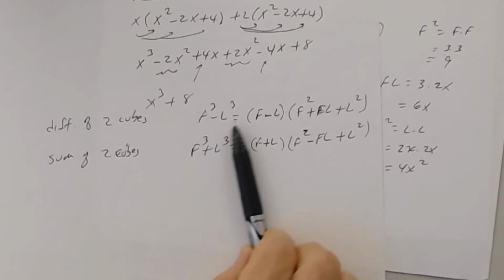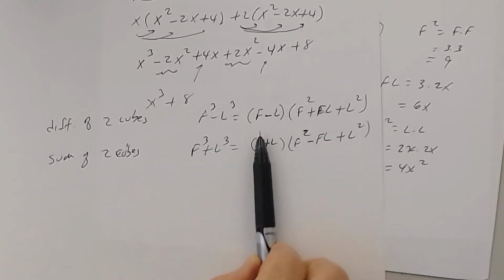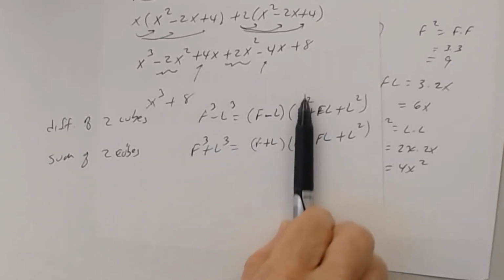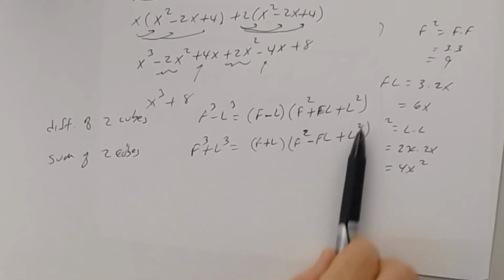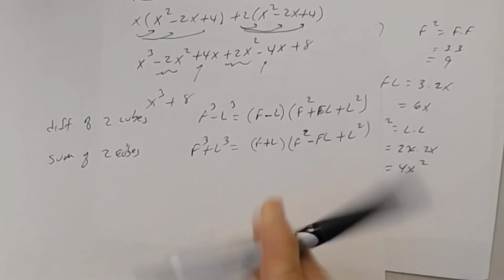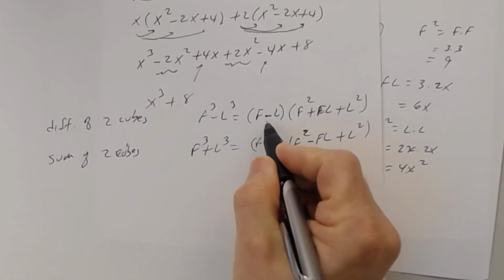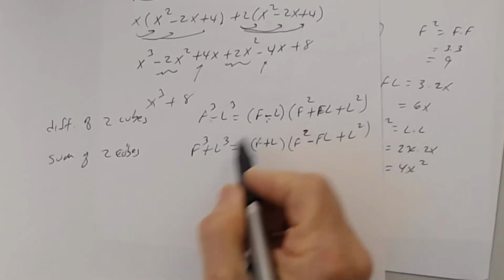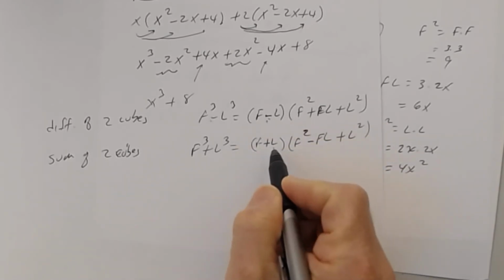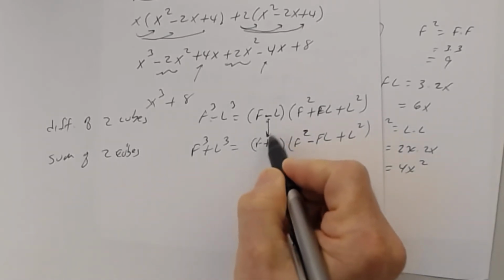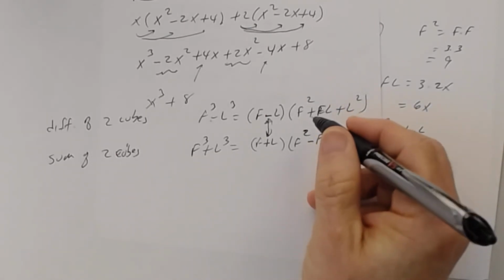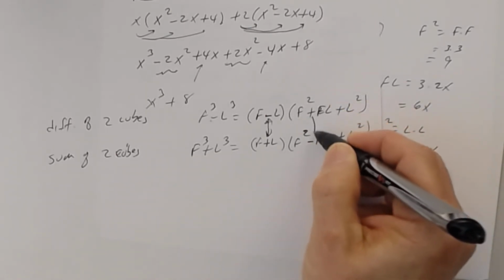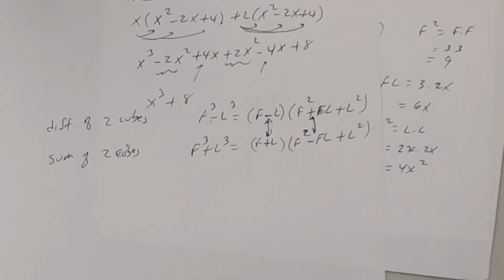Notice that everything looks identical: f, L, f squared, fL, L squared. The only difference is in the binomial. If I have the difference of two cubes, then this is a subtraction. If I have the sum of two cubes, then this is addition. So they differ here, and the only other place they differ is here. Everything else is identical. Now again, you don't have to memorize this. I'll give you this. You just need to know how to use it.